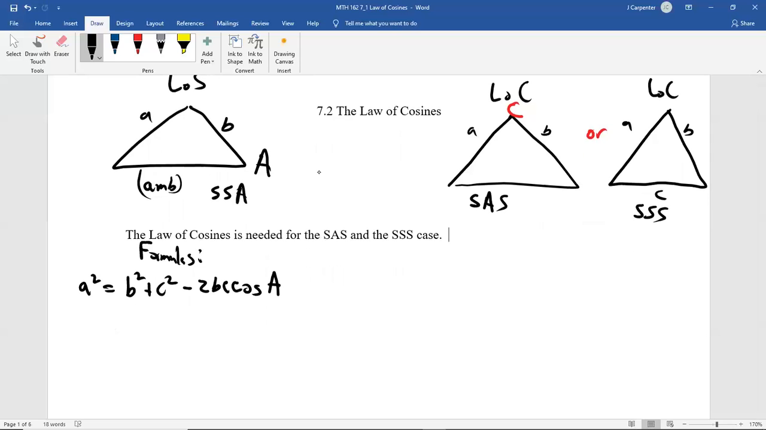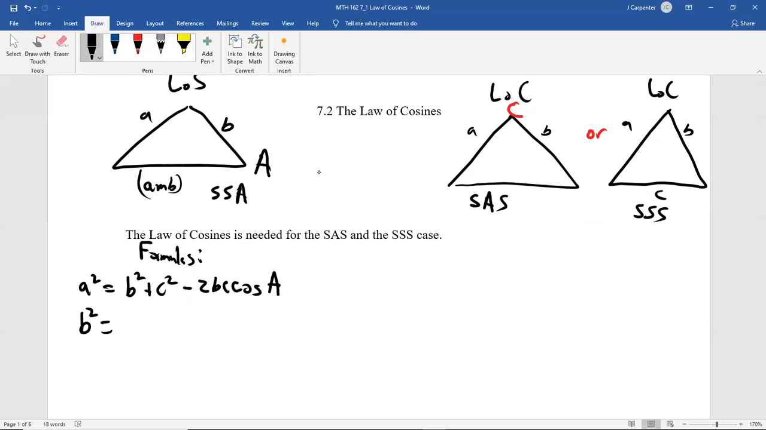All right, the next formula is B squared equals, and then it's literally going to copy paste this, except instead of B's and C's, there'll be A's and C's. Instead of this being B and C, it'll be A and C, and instead of this being angle A, it'll be angle B.